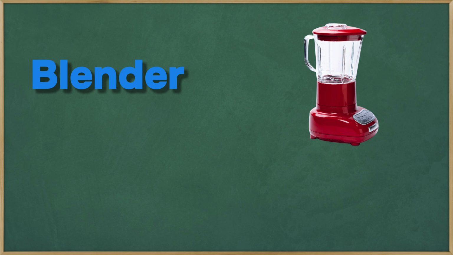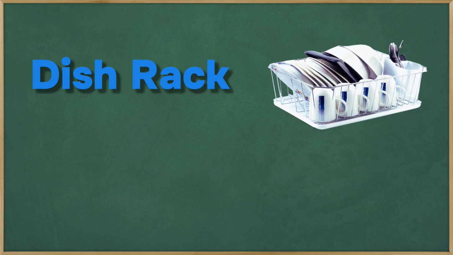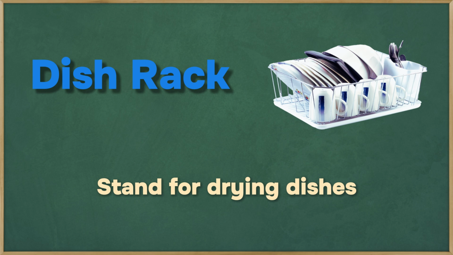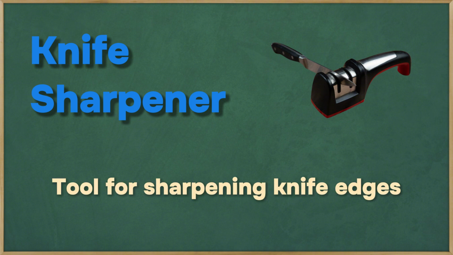Blender. Electric tool for making smoothies or purees. Dish rack. Stand for drying dishes. Knife sharpener. Tool for sharpening knife edges.